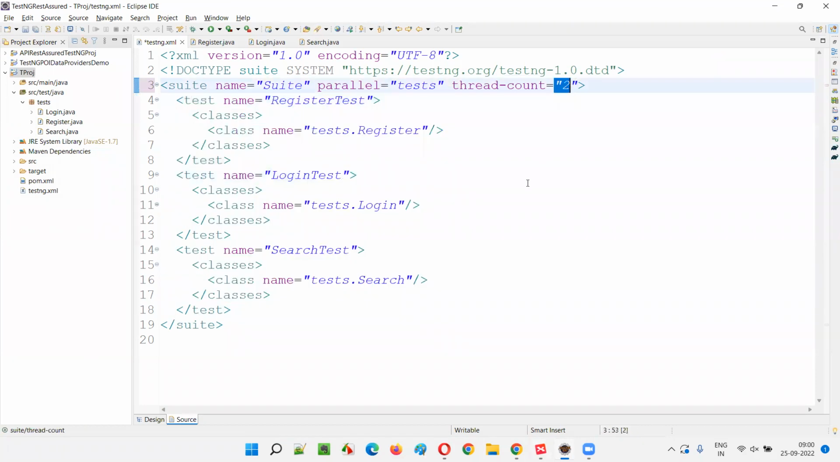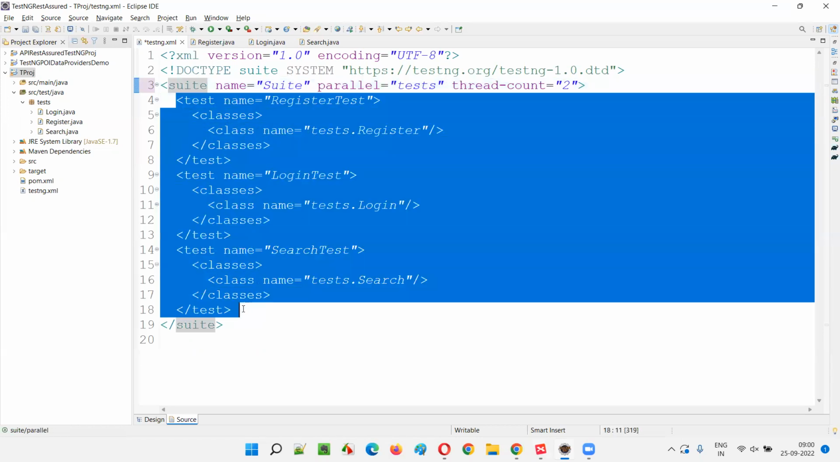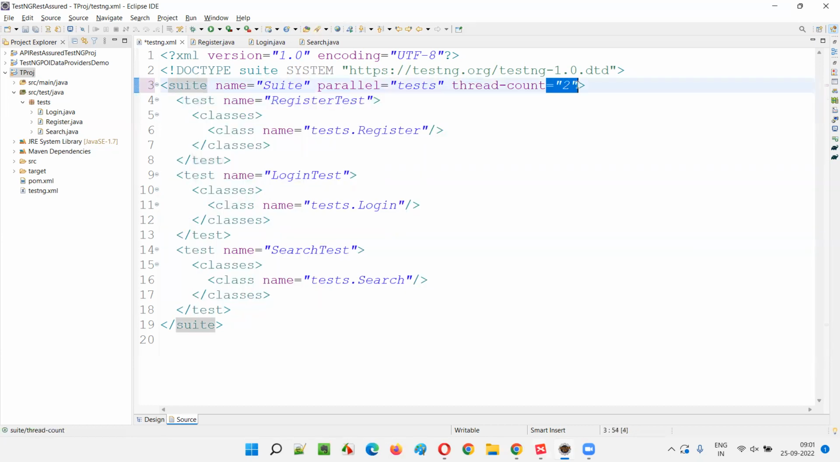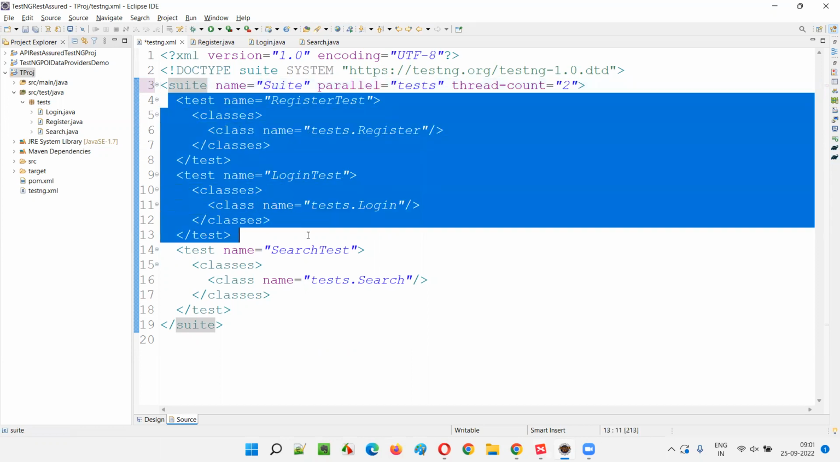But how many vacancies are there to be occupied? How many threads are there? Only 2. I'm enabling these 3 test groups to run parallelly: test group 1, test group 2, test group 3. But how many test groups can run parallelly? Only 2 test groups.